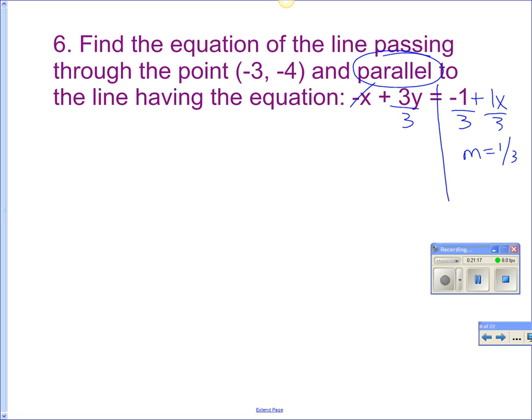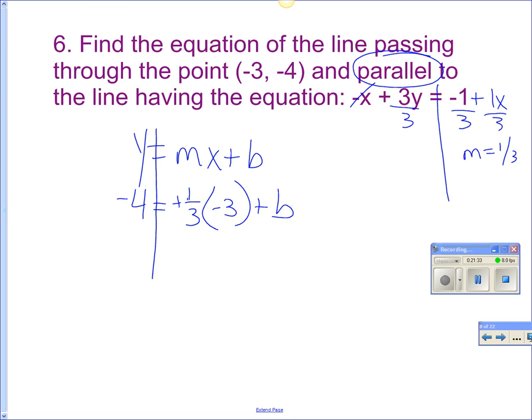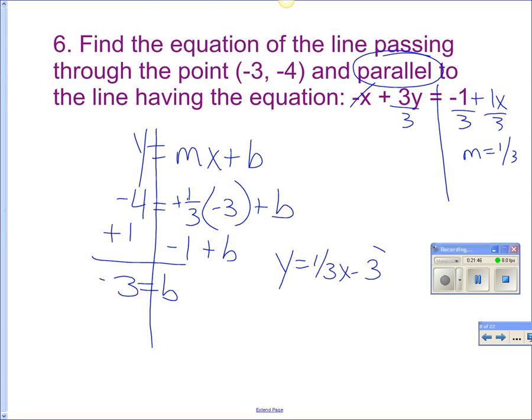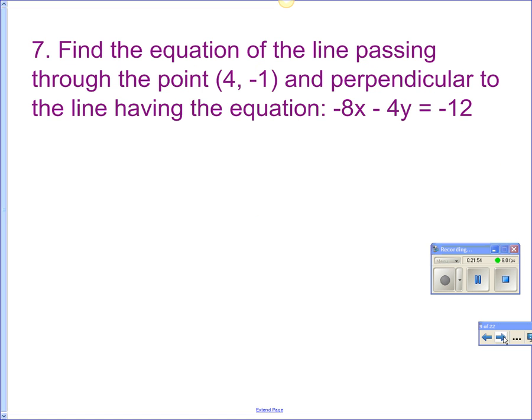It stays the same. So when you do y equals mx plus b, negative 4 equals positive 1/3 times negative 3 plus b. And when you multiply those, it gives you negative 1. Move it over here, it becomes positive 1. So you get negative 3 for your b. So y equals 1/3 x minus 3. All right, so the people who were doing what they were supposed to do got a little reward right there. All right, so let's go to the next one.